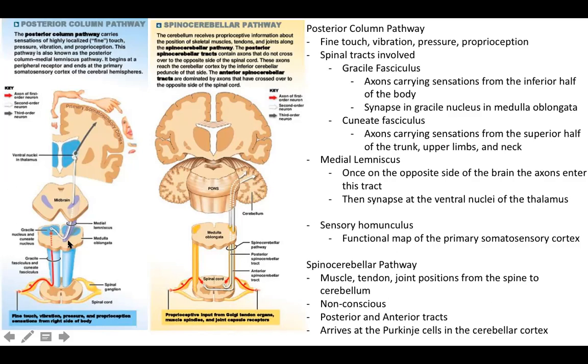It crosses over in the medulla, and then goes up the medial lemniscus into the ventral nuclei of the thalamus, and then to the somatosensory cortex. And that, again, is where we have our sensory homunculus.